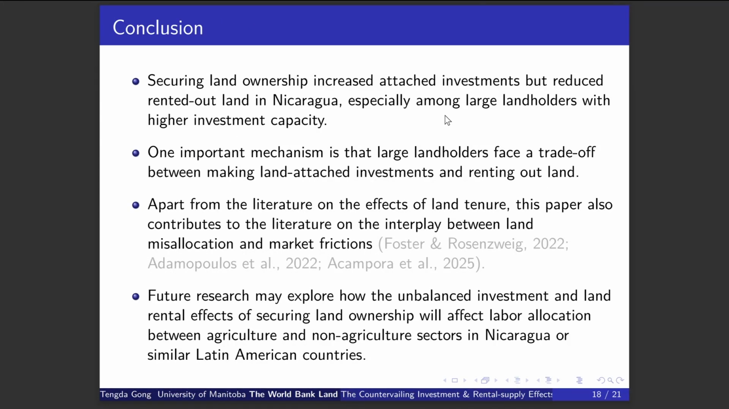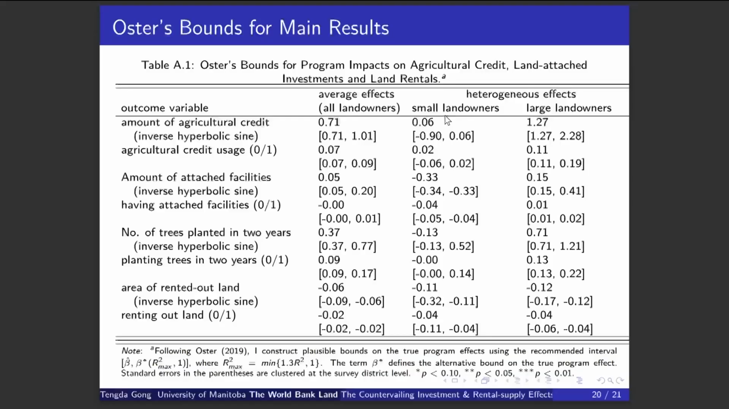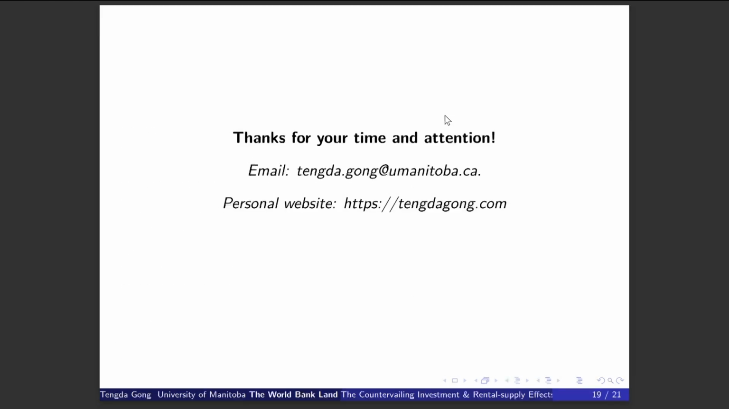So this paper relates to the broader literature on the interplay of land misallocation and market frictions. I personally want to explore how unbalanced investment and rental supply effects will affect labor allocation across different sectors in Latin America or similar contexts like Nicaragua. Thank you for your time, and this is the Oster bound, and mostly we are at the lower bound. That means our results are robust to omitted variable bias. Okay, that's all for today. Thank you.